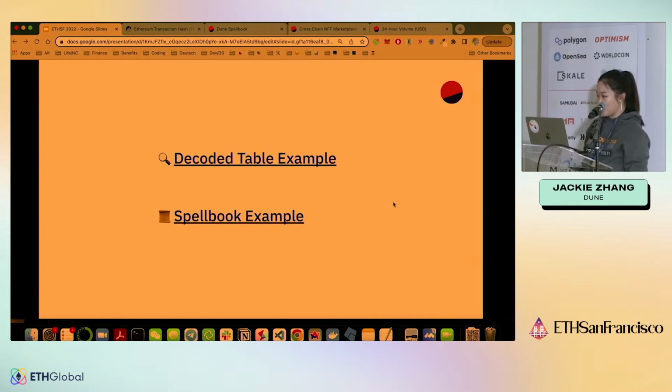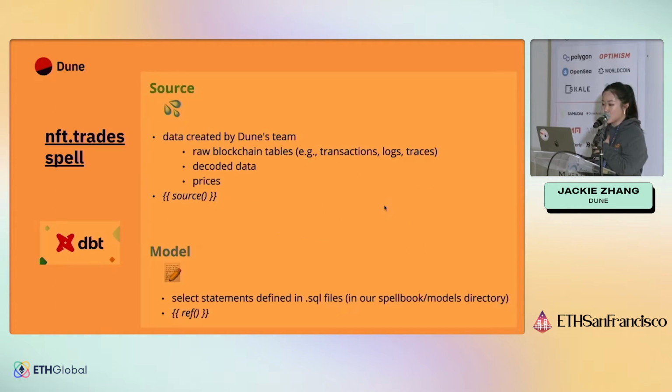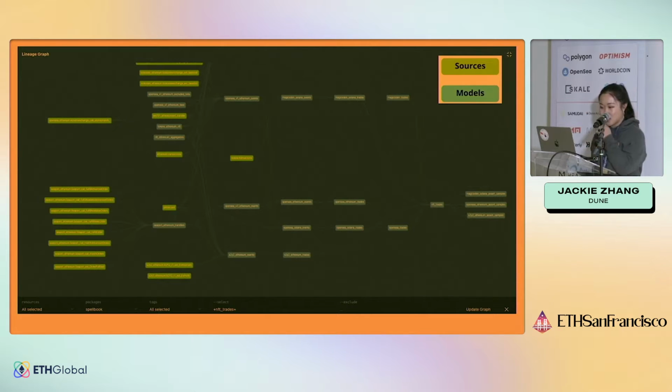But yeah, so those are the data tables. And then just quickly a word: the way you get from some base level tables like transactions and traces to NFT.trades, we use this thing called DBT for data transformation. You can read more. I'm gonna skip this part.